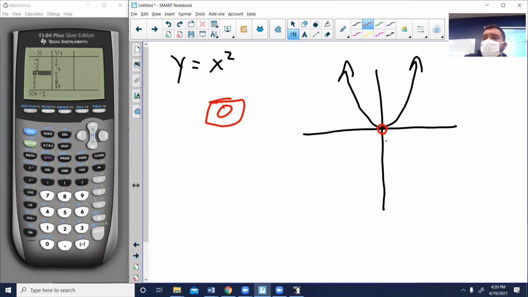So how do you only have one number as your answer? I don't get it. How do you have one number as your answer? Because it only hits the x-axis once.